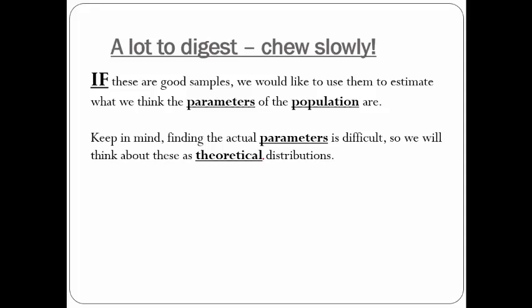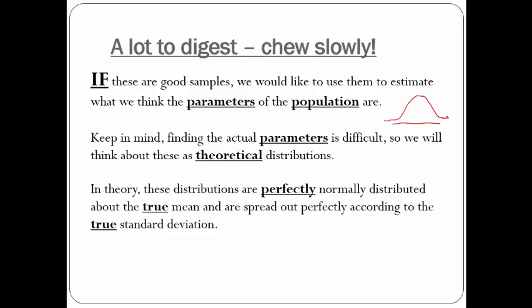So keep in mind, finding actual parameters is very, very difficult, if not impossible. So we think about these, in a sense, as theoretical distributions. If we could do it, this is what we think the distribution would look like. Again, so many of these distributions are going to start to take on that normal shape. We've seen it even within our samples. They're approximately normal, but if we could take a look at the whole population, we'd almost get this perfect normal distribution. So again, in theory, these distributions of the population are perfectly normal around a true mean and are spread out perfectly according to some kind of true standard deviation.